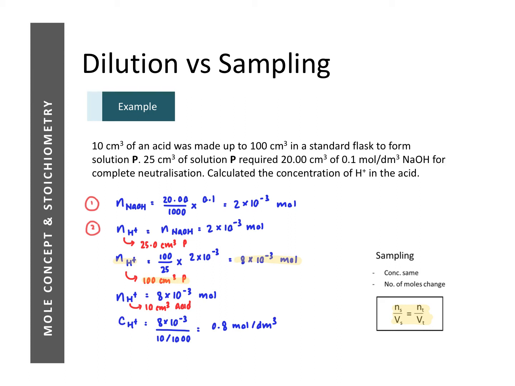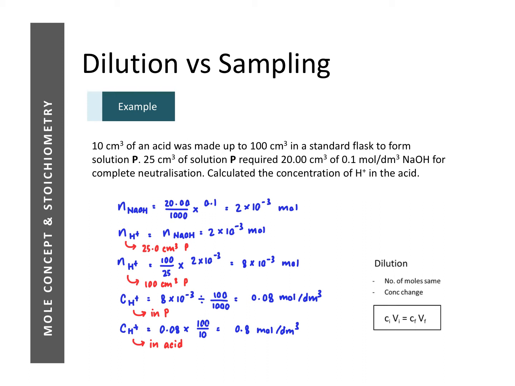Next, we can find the number of moles of hydrogen ions in the acid, meaning before dilution. So this is where an important concept of dilution comes in: when you perform a dilution, the number of moles of your reagent doesn't change. So the number of moles of H⁺ in that concentrated acid is actually equal to the number of moles of H⁺ in your solution P. So it equals 8 × 10⁻³, and therefore the concentration of H⁺ in the original acid is just the number of moles divided by volume, the volume being 10 cm³, which will give us a concentration of 0.8 mol/dm³.